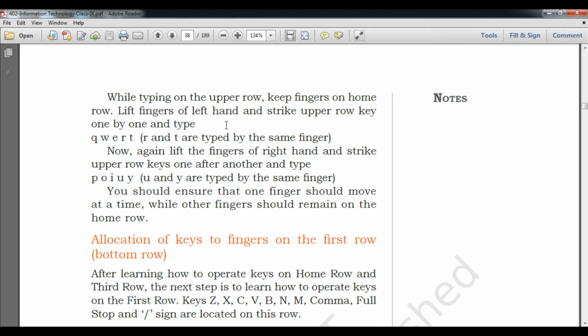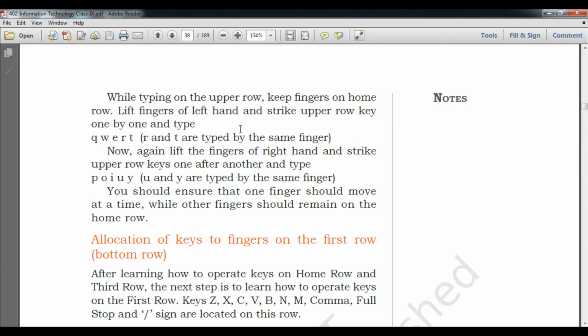Okay students, it means while you are typing a particular key from the upper row, keep your other fingers on the home row only, without pressing, and then lift your finger and press the upper row key with the finger required. After that, come back again to the home row.